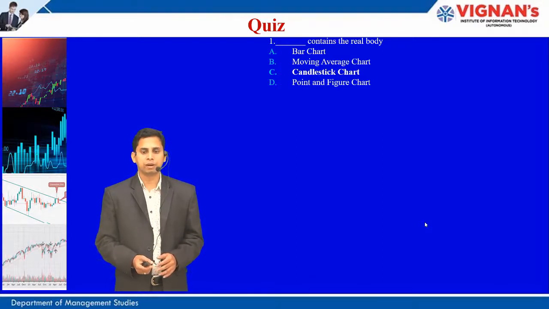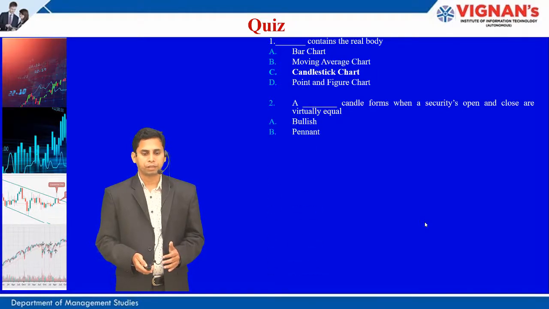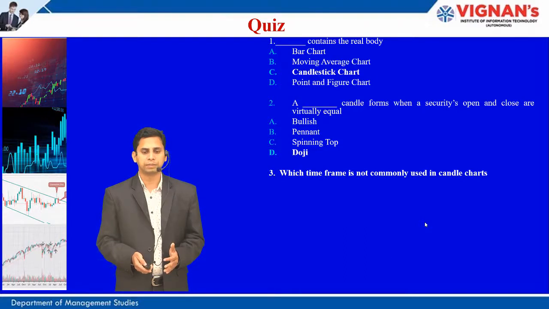And a dash candle forms when a security's open, high, low and close prices are virtually equal. That is the doji. And then, which time frame is not commonly used in candlestick charts? Normally there are different time frames of candlestick charts, but which time frame is not generally used? Is it 10-minute, 5-minute, 13-minute, or daily? The answer is 13-minute. 13-minute candles are not generally used.